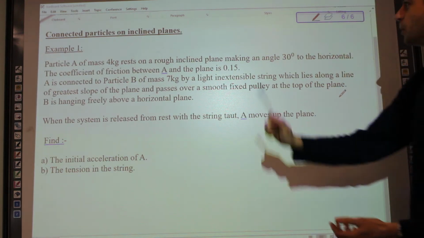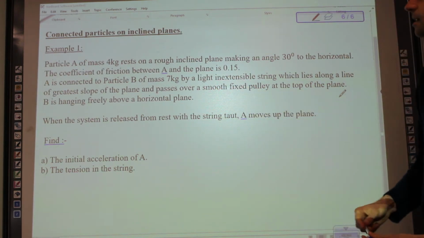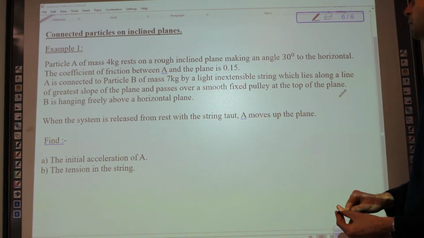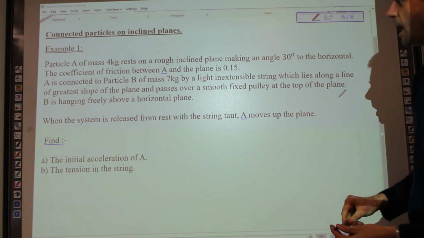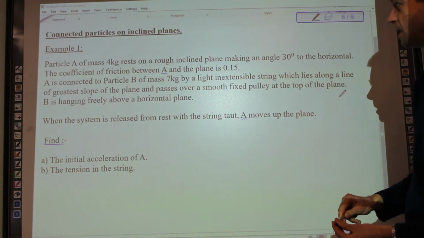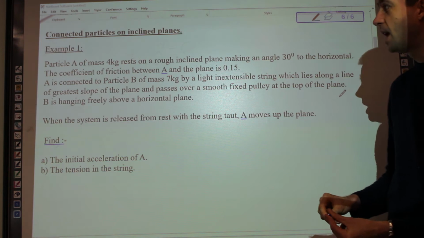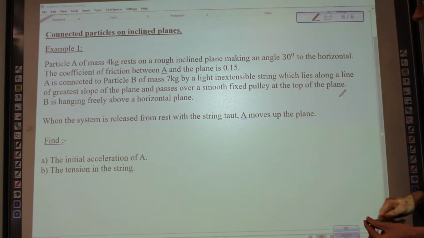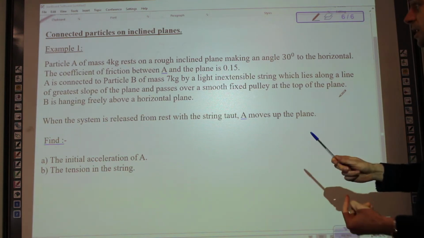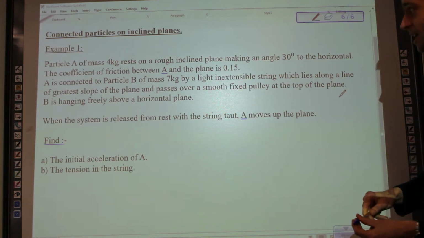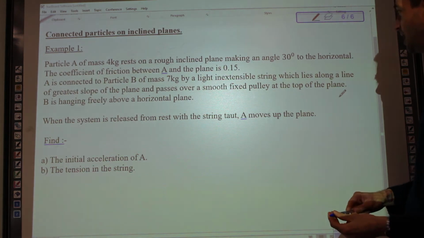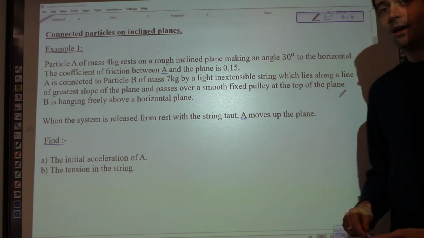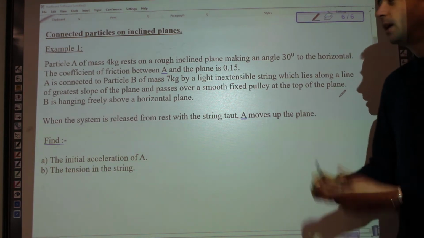Here we go. We have particle A of mass 4 kilograms rests on a rough inclined plane making an angle of 30 degrees to the horizontal. The coefficient of friction between A and the plane is 0.15. A is connected to particle B of mass 7 kilograms by a light inextensible string which lies along a line of greatest slope of the plane and passes over a smooth fixed pulley at the top of the plane. B is hanging freely above a horizontal plane. Oh my goodness me.